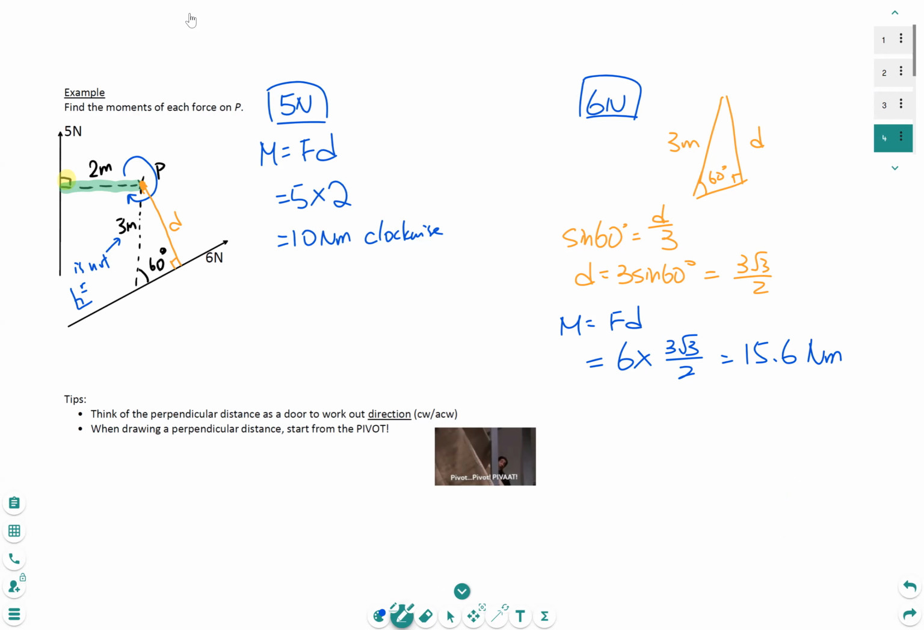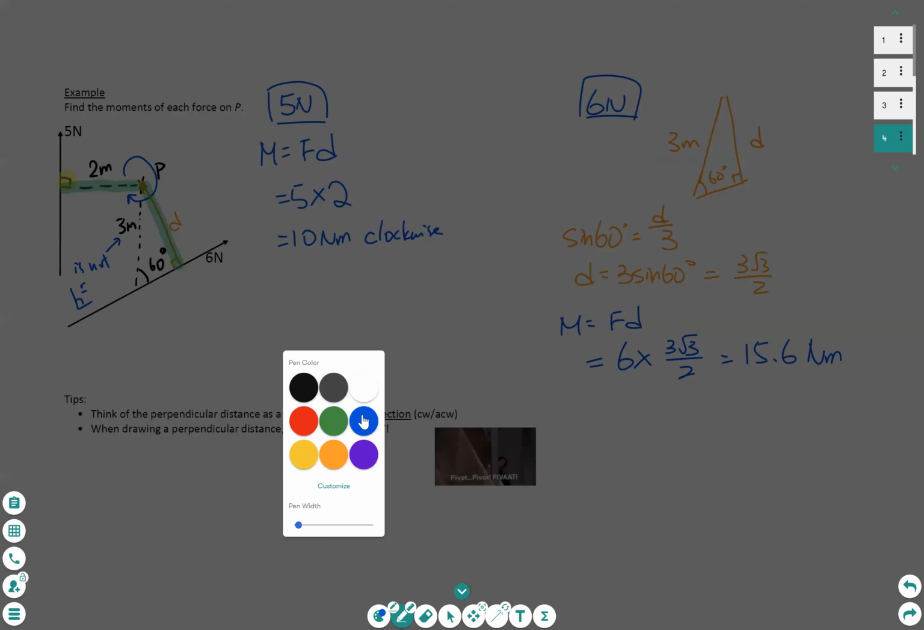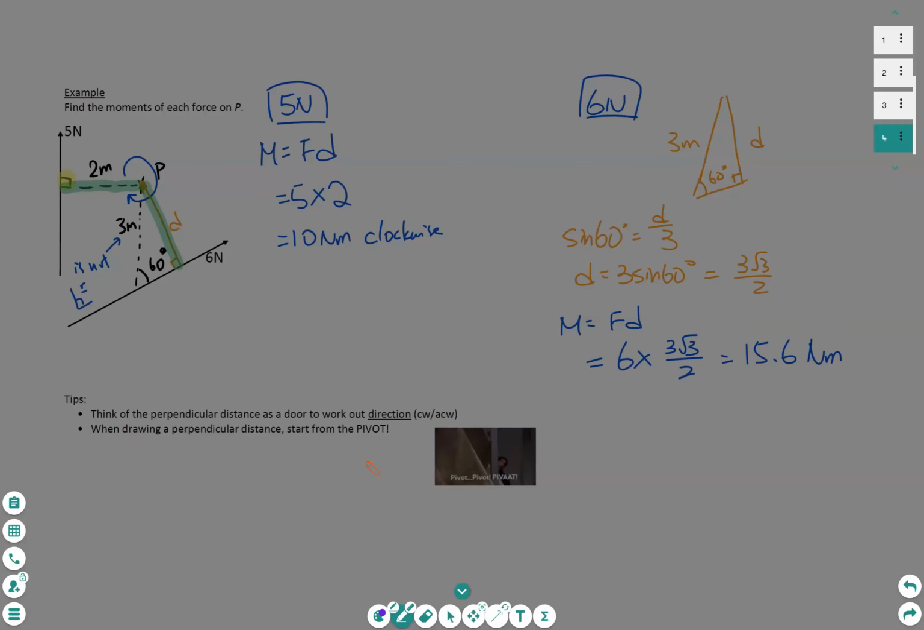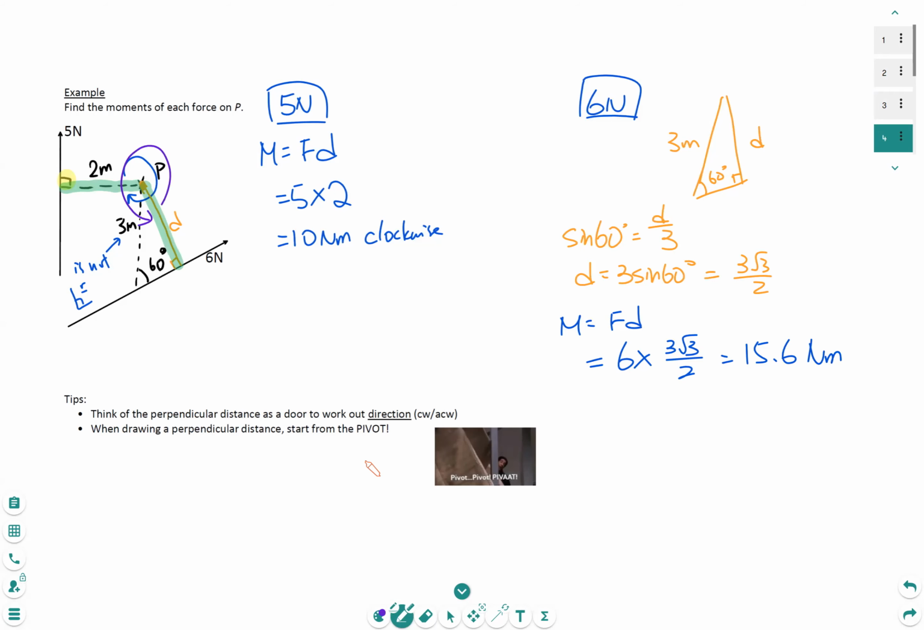What about the distance? Sorry, not direction. That's the door. That's direction. That's the door. D also stands for door. If you're pushing the 6 newtons upwards, the door is going to rotate that way. Right? So that will be anti-clockwise. And that's the answer.